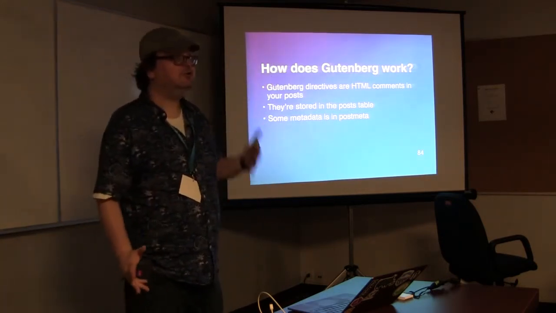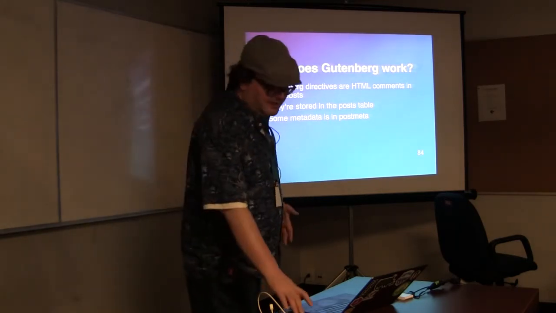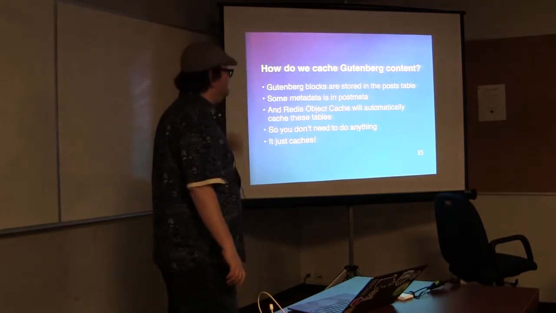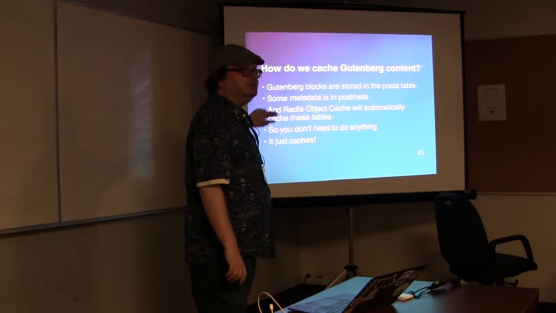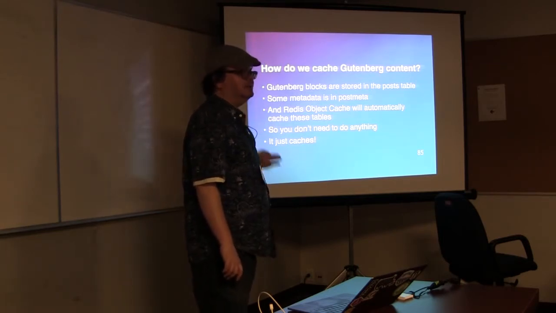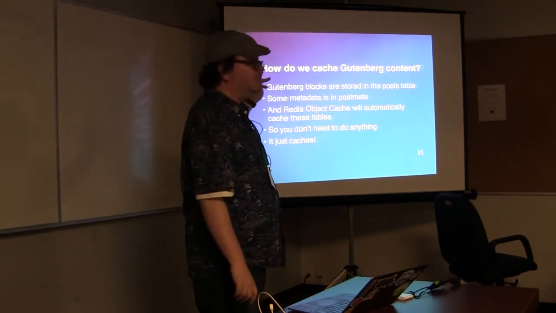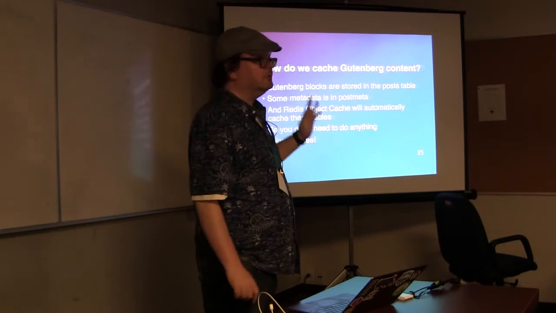Posts are stored in the post table. Metadata for those posts is stored in post meta. And Redis Object Cache automatically caches those tables. You don't need to do anything. You are already caching everything. This is Gutenberg ready and has been for several years before Gutenberg even existed.